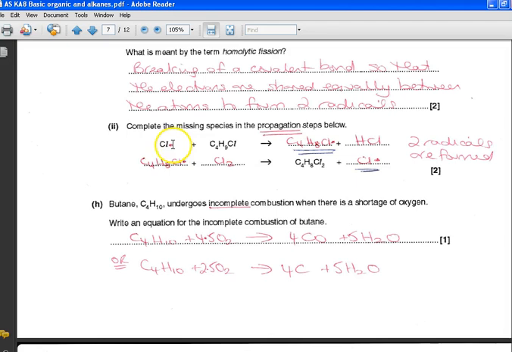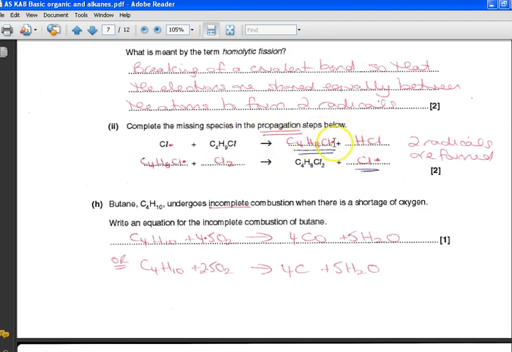And then you're asked to write these missing species in the propagation step. Now, just because they didn't put a dot in, this is obviously a radical. If it's a chlorine atom on its own, it's a radical. I've put the dots in just to remind you. In the mark scheme, you didn't have to put dots in, but I would always personally put dots in to remind myself where the radicals were.